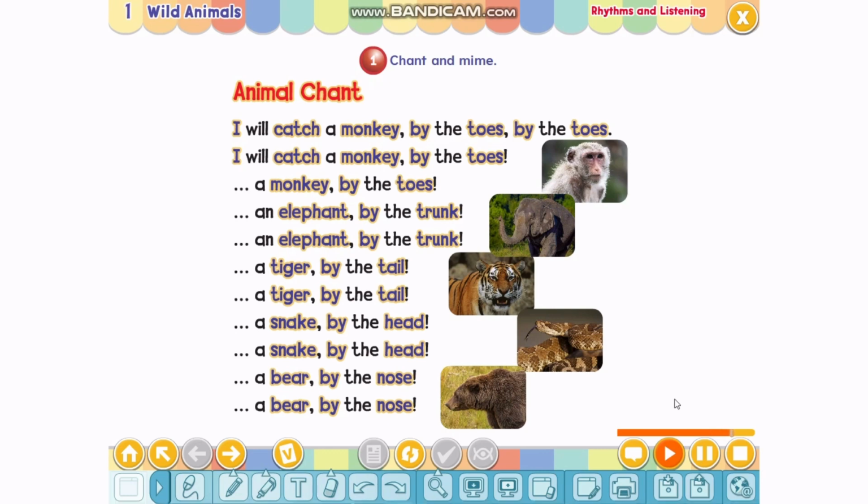I will catch a bear by the nose, by the nose. I will catch a bear by the nose. A bear by the nose.